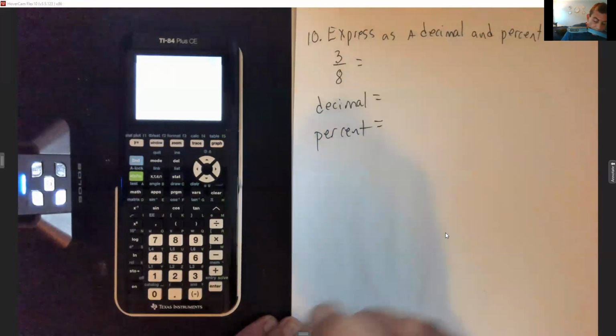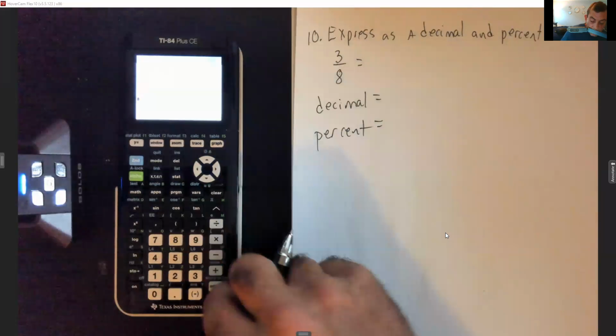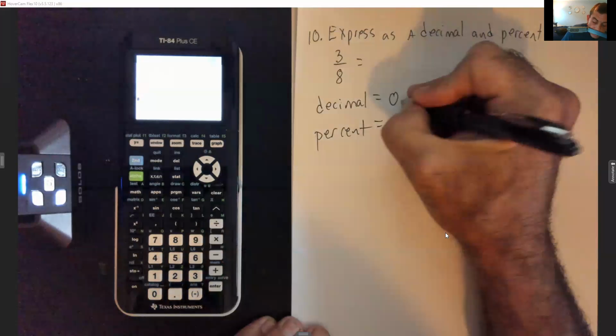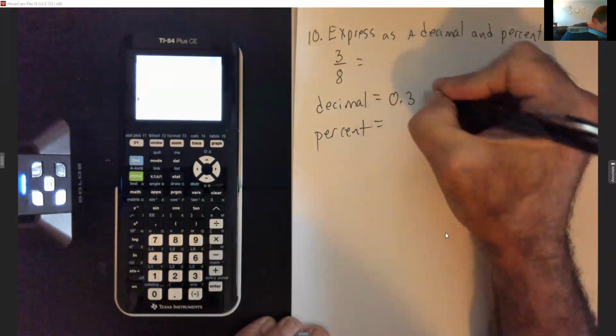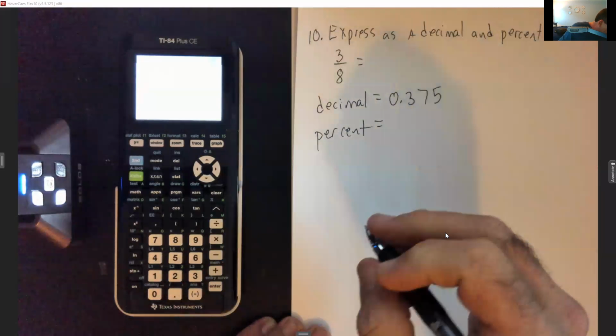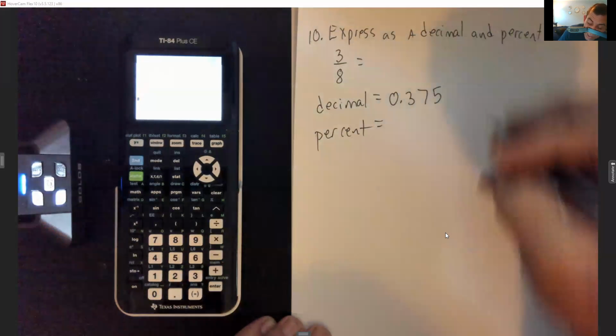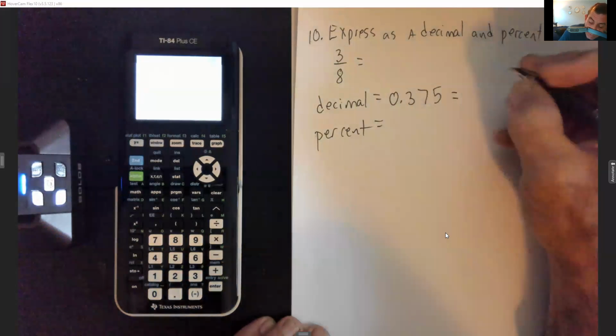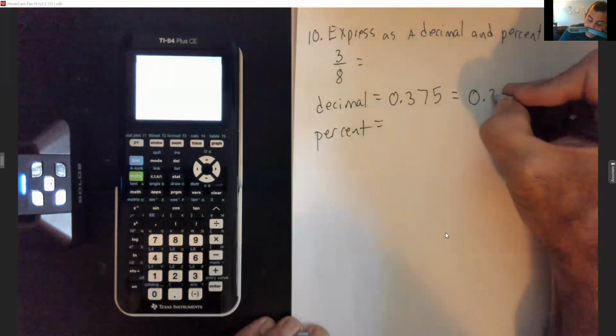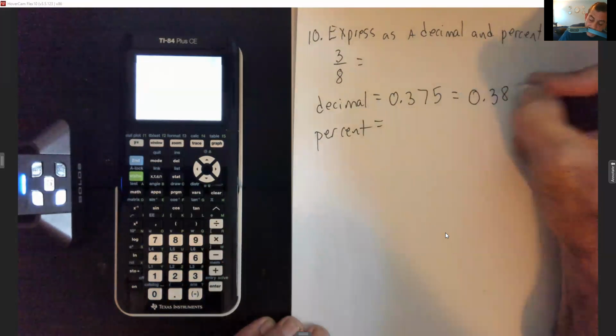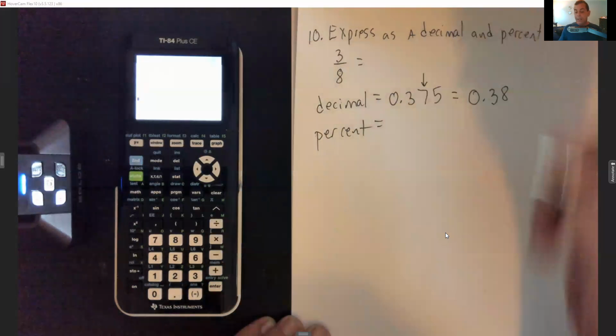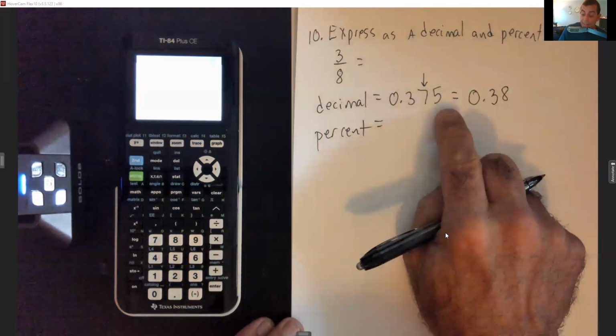All right, so the decimal will be 3 divided by 8, which is 0.375. Now, they want me to round this to 2 decimal places, so that'll be 0.38. So 2 decimal places will be where the 7 is. Since that is 5 or greater, I make that an 8.